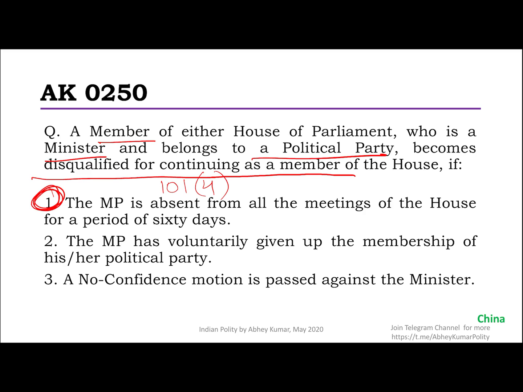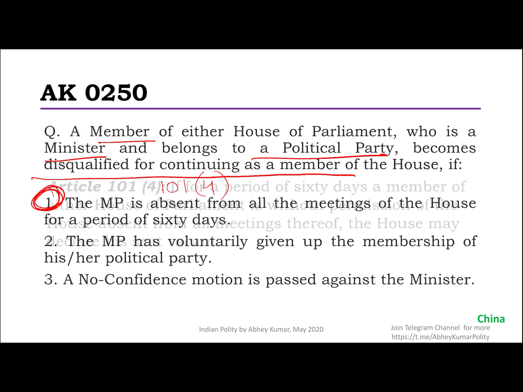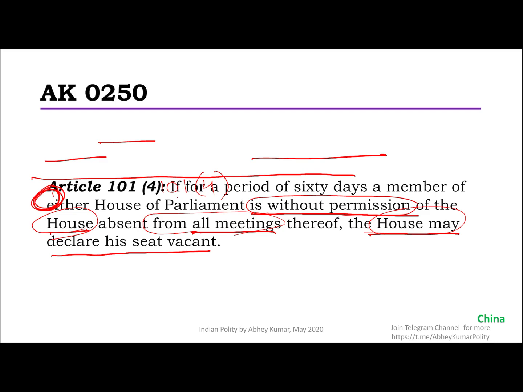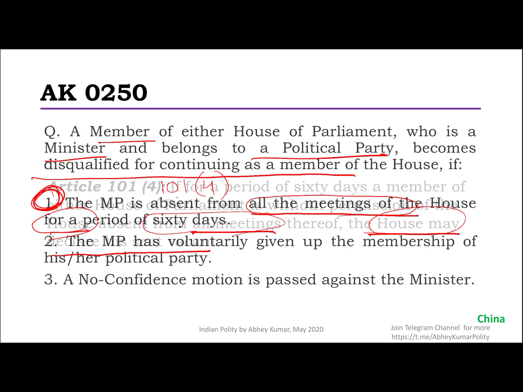So if you have never read it, please go and read it. In fact, let me bring it up for you here. It says that if for a period of 60 days, a member of either House of Parliament is, without permission of the House, absent from all meetings thereof, the House may declare his seat vacant. See, there are a lot of things here. First, it is without permission. And whose permission? Permission of the House, not the Speaker. Then absent from all meetings. Then the House may declare the seat vacant. So please do consider all these factors.